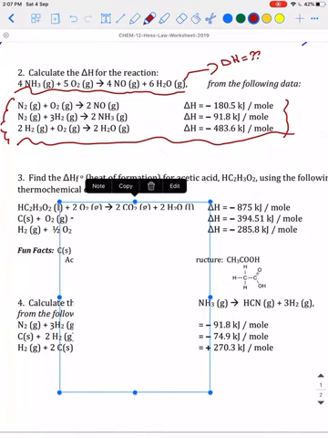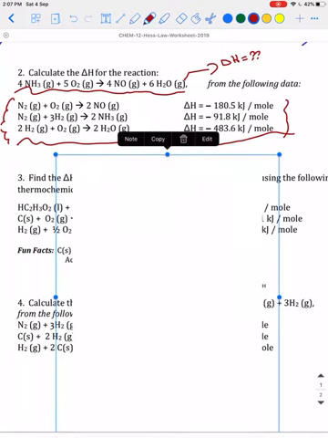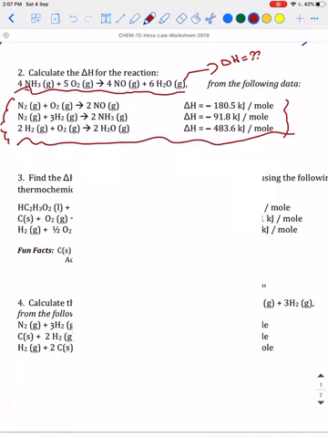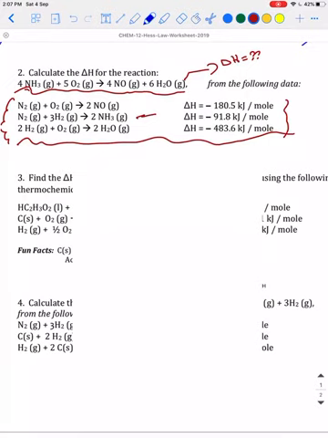From the equation of my interest whose delta H I need to calculate, we can see that we have ammonia in the reactant side with coefficient 4. Here from the data, ammonia is in the product side with coefficient 2. So I will flip equation 2 and multiply by 2. So flip equation 2 and multiply by 2 as well.